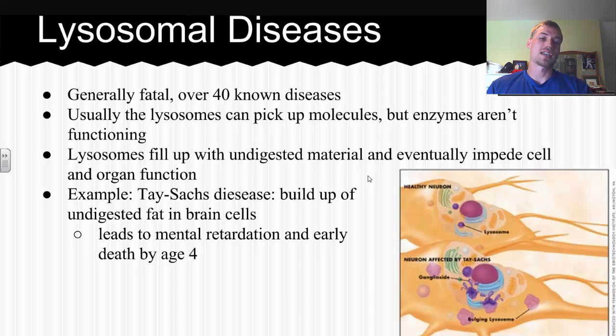One example of this is Tay-Sachs disease. It's a buildup of undigested fat in brain cells. The enzymes inside lysosomes that are supposed to break down the fat are not functioning properly, and so lots of fat builds up in the brain cells. This can lead to mental retardation because your nerves and neurons are not functioning properly, and generally death by the age of 4.